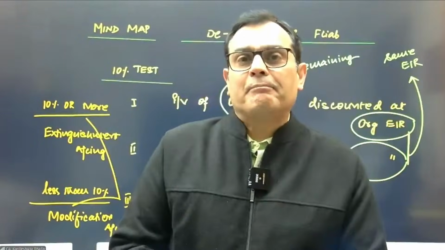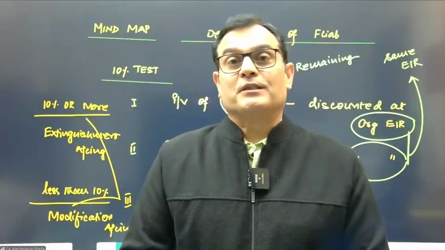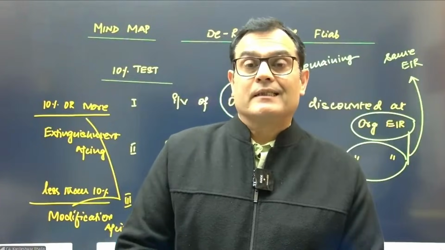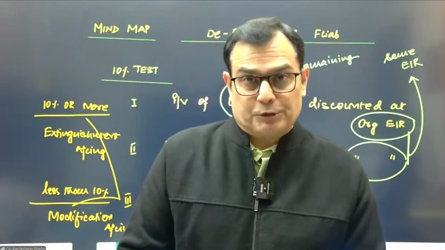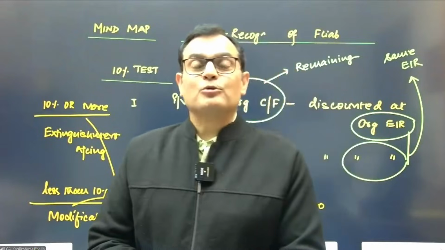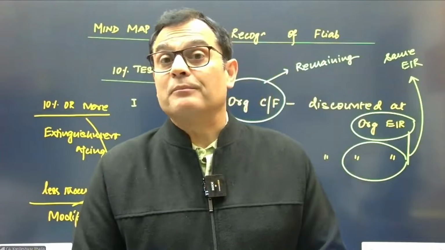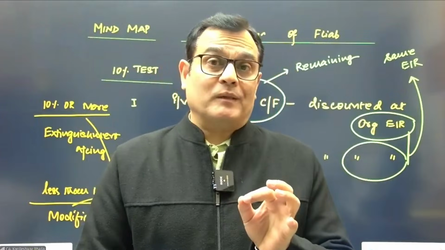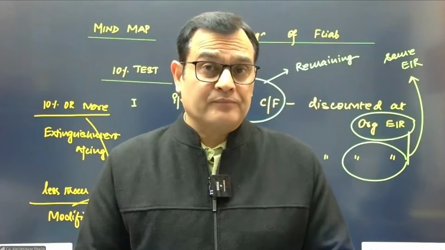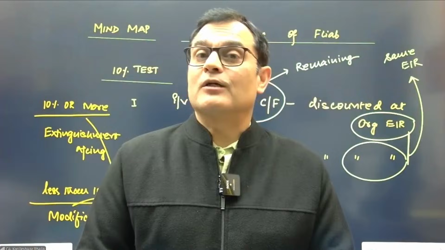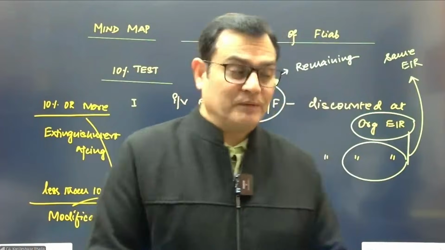So that was a little mind map in terms of the principles, or you can say the parameters, which decide the concept of derecognition. I think now we're going to do some illustrations with you which are given in the study material in unit number 5. So one question I'm going to explain on extinguishment accounting, and the other question is on modification accounting. So let's begin the journey.